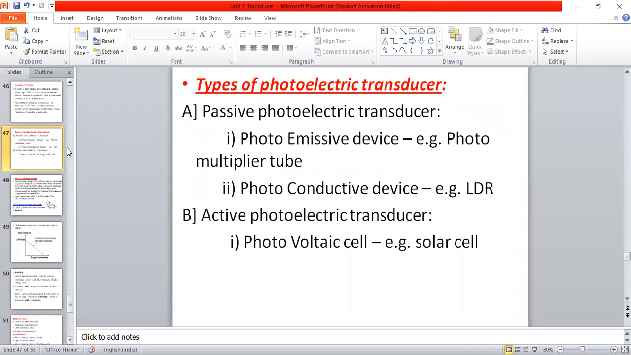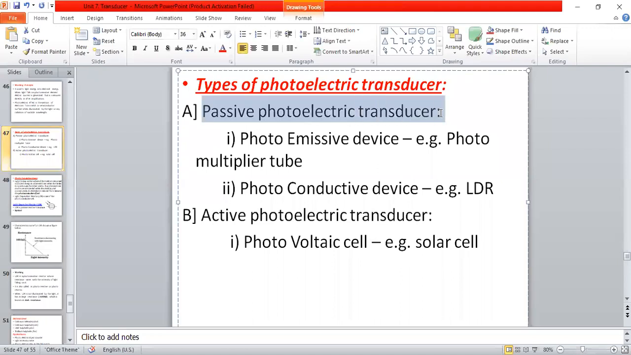Here also, passive electric transducers are classified into two types. Passive means which requires an external source. Active means which does not require any energy source. So these passive photoelectric transducers are classified into two types.